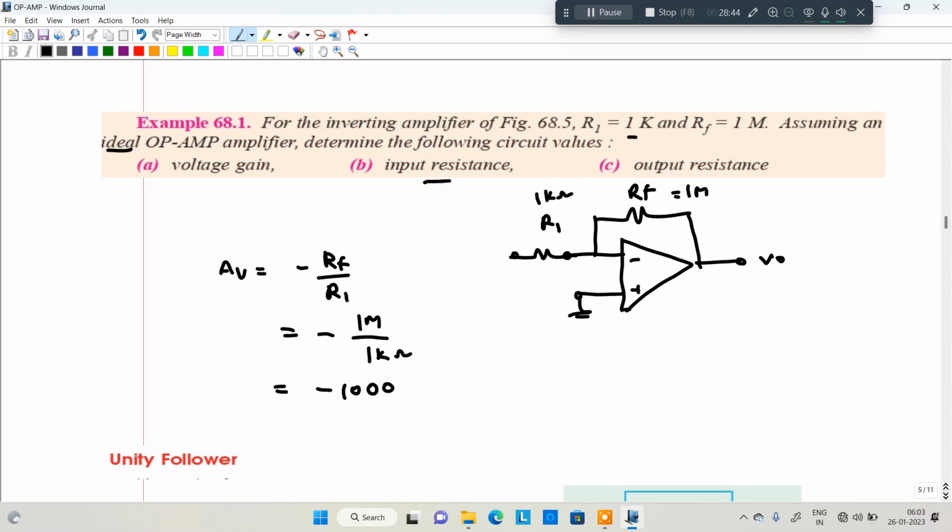So next, input resistance. Because it is an ideal op amp, R1 is 1 kilo. Already it is mentioned, R1 is equal to 1 kilo ohm. That is the input resistance. What is the output resistance? Whenever it is an ideal op amp, output resistance is equal to 0. Okay, output resistance is equal to 0. So this is about the example.